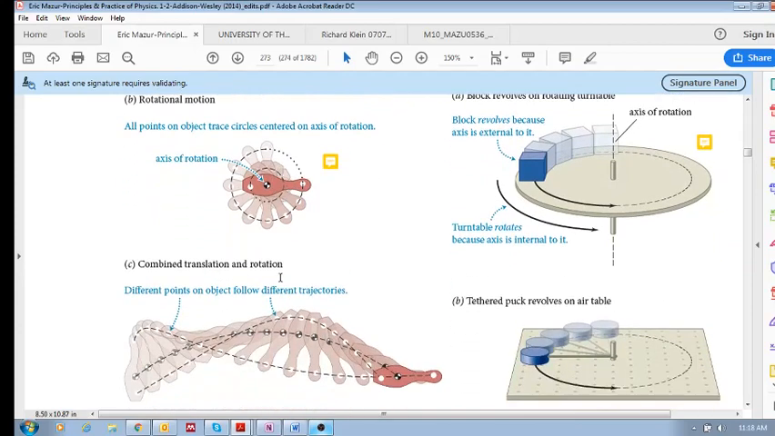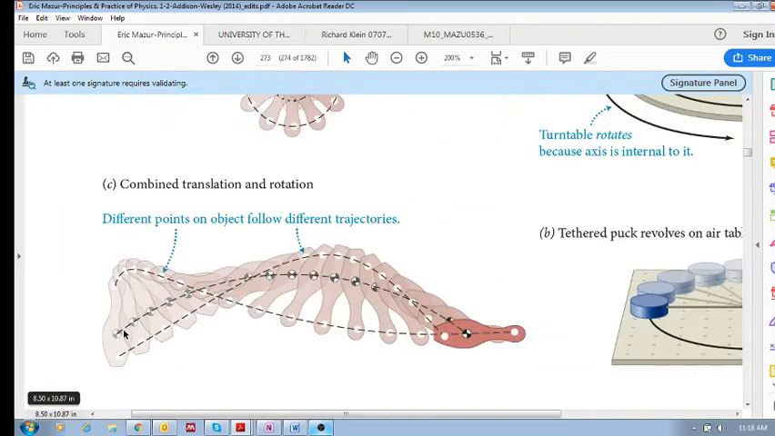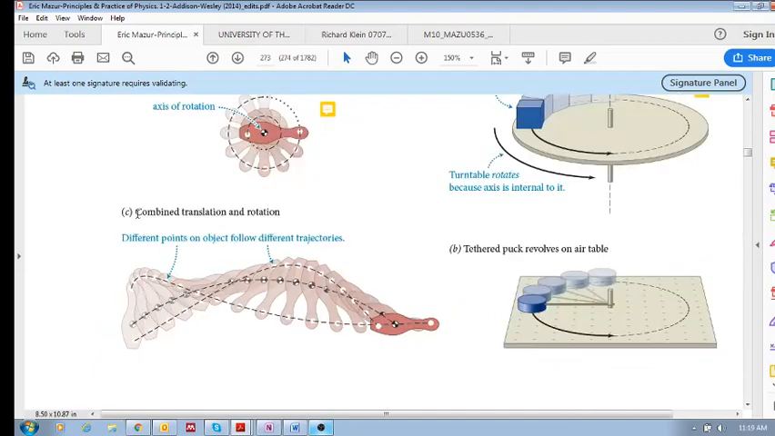In real life, you get a combination of these two: translational motion and rotational motion. For example, if you take this bowling pin and you throw it, it will have a combination of rotation. As you can see, this bowling pin was upright there, now it's pointing there, now there, now there. It keeps rotating around its center of mass, but at the same time there is some aspect of translation and some aspect of rotation. Different points follow different trajectories. This is what happens often in real life: combined translation and rotation.